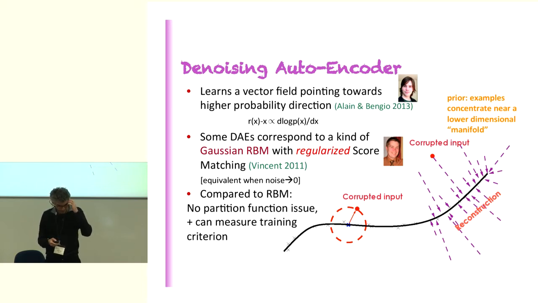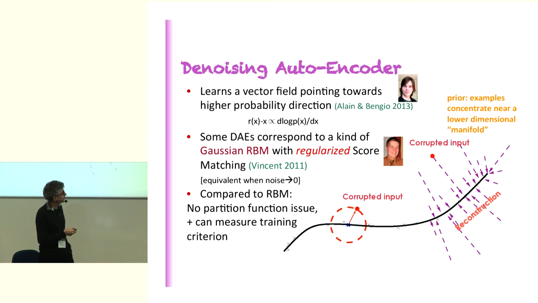There's also some connection between denoising autoencoder training and something called score matching, which is another inductive principle for probabilistic models. And you can show that some autoencoders correspond to performing a form of score matching.